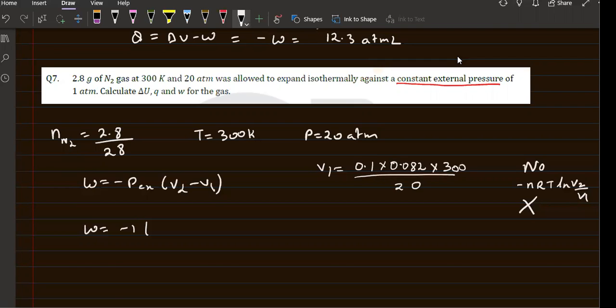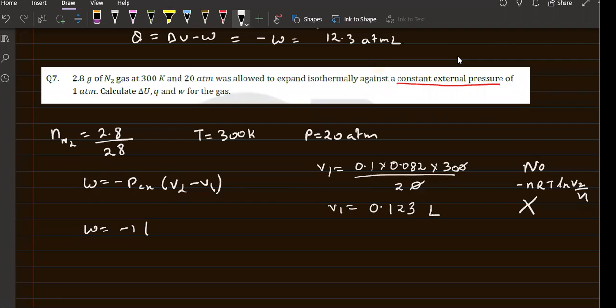Got it everyone? So if you solve this, 8 into 3 is 24, or 41 into 3 is 123. So V1 should be something around 0.123 liter. Yes or no? It's pretty easy, 41 into 3 is 123. Right everyone? So this is V1.